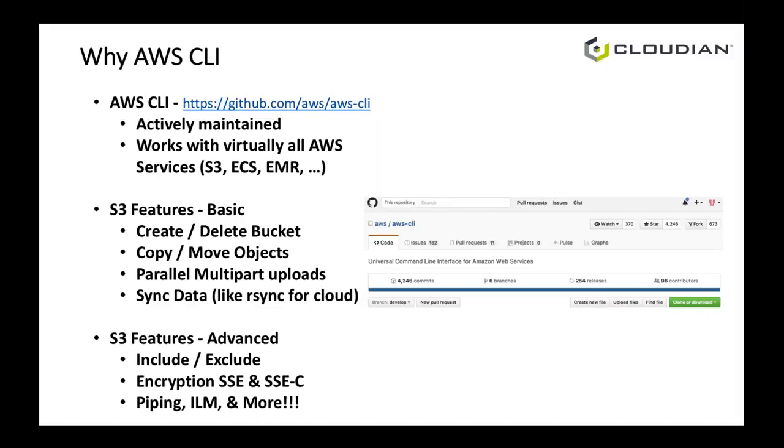And let's talk about some of those basic features that we'll be going over today. You're going to be able to create and delete buckets. You're going to be able to copy or move objects into those buckets from your file system or vice versa. This one's really important. The parallel multi-part uploads. This is a key differentiator between the AWS CLI client and other ones out there. You're able to do 2 different things.